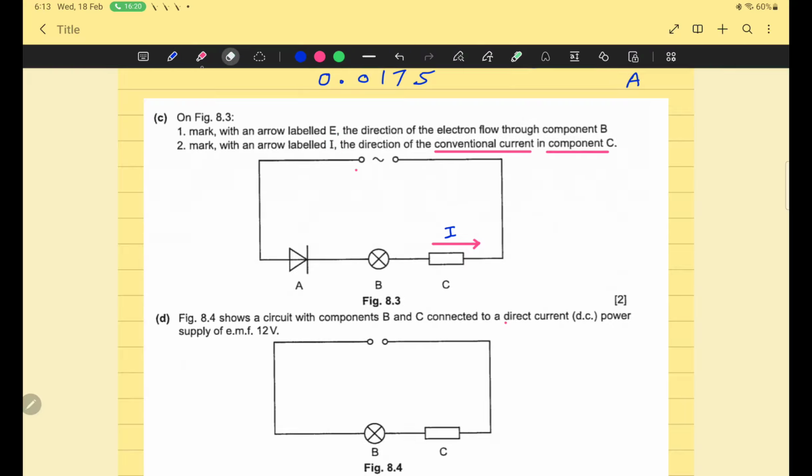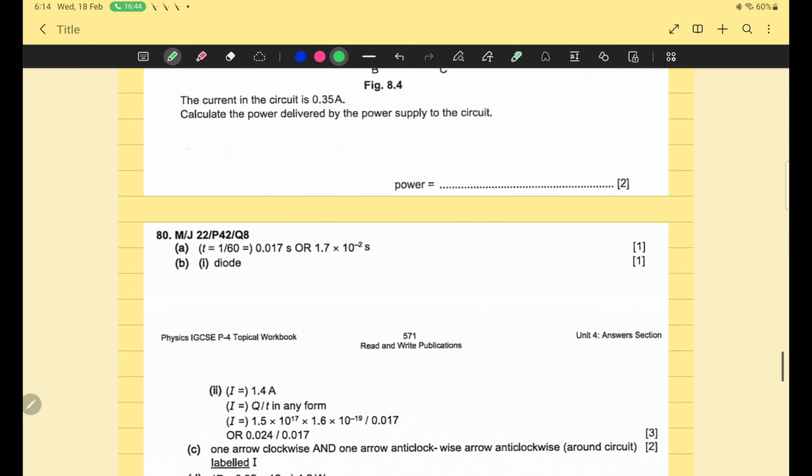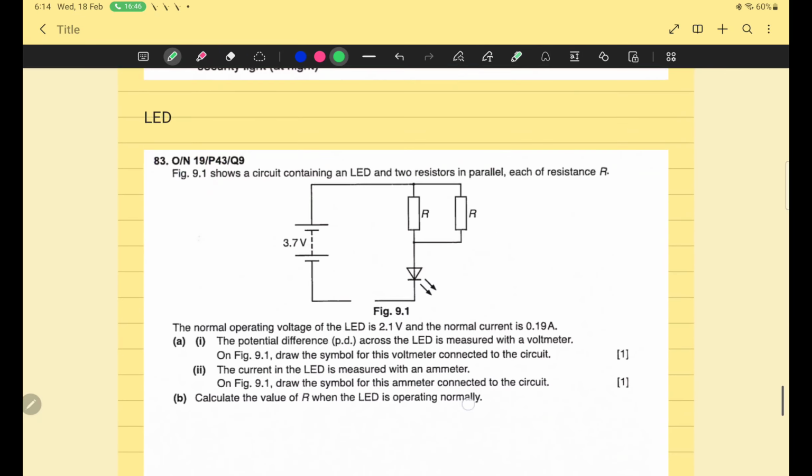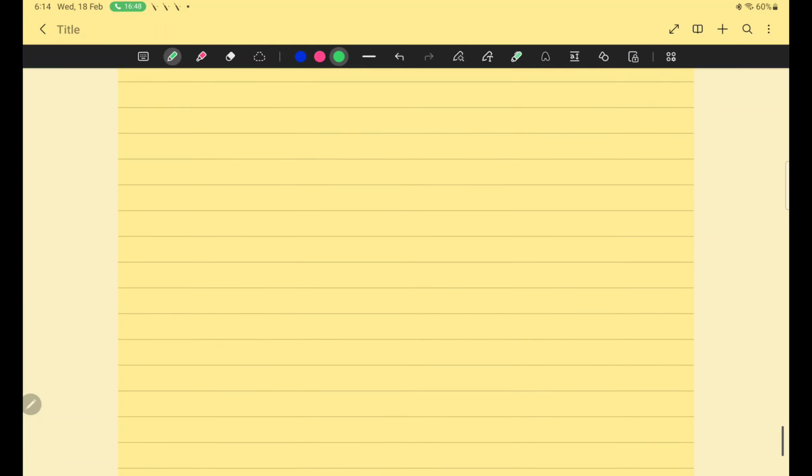Number two, they are asking what will be the direction of electron flow. So remember, electron flow is always opposite to the direction of current. So this is E, and E stands for electron flow. Okay, I am repeating this, this is a difficult explanation.